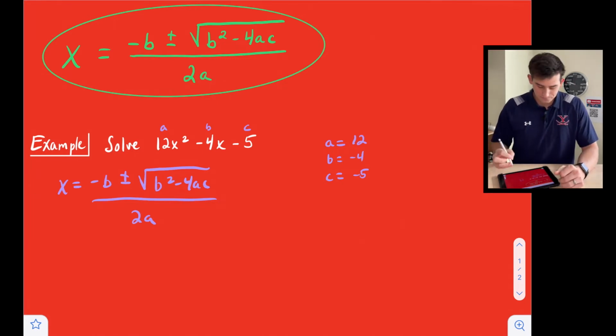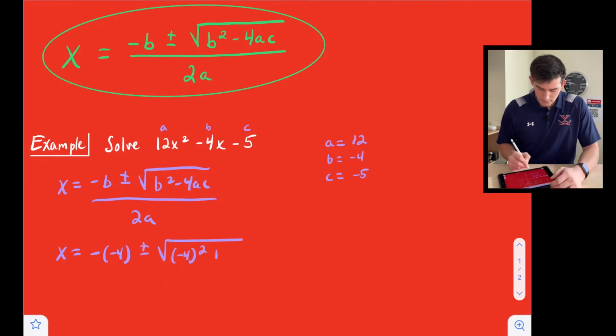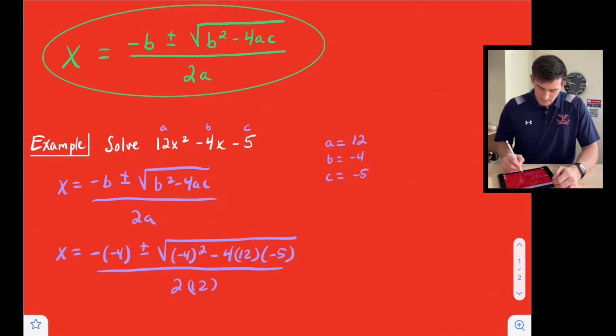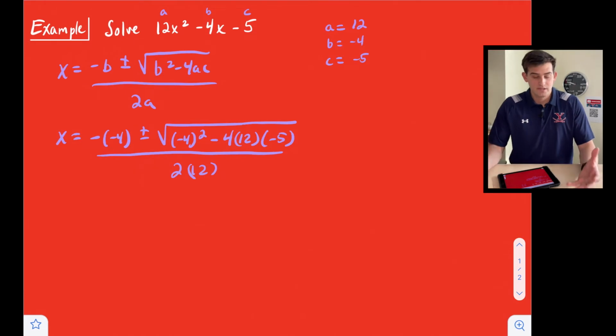So now we're going to say x equals opposite, well, b is negative 4, plus or minus the square root, b is negative 4 squared, minus 4 times a, which is 12, times c, which is negative 5. So let me extend my radical there. All divided by 2 times a. Okay, so now we'll scroll down a little bit. Now we can just go through and simplify what we have.